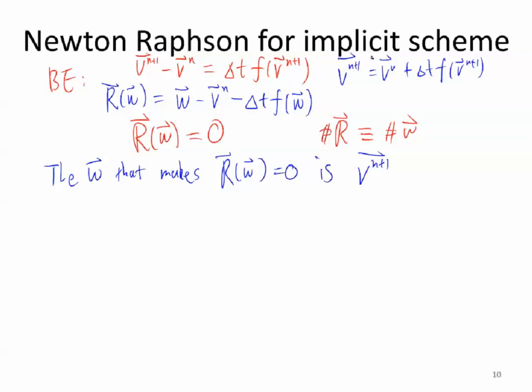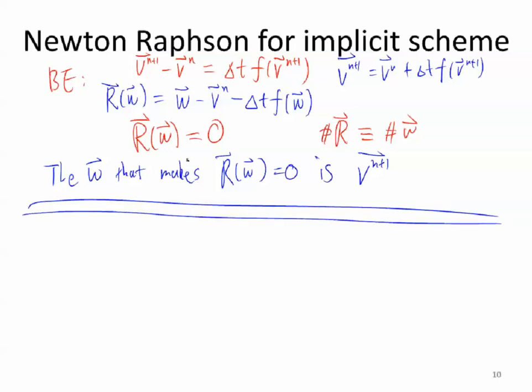So the problem of computing v n plus 1 is simplified, or abstracted, to the problem of finding the 0 of this nonlinear function. Now let's forget about our scheme and focus on finding just the 0 of that nonlinear function. To find the 0 of this function is very hard, because it's nonlinear and everything. It has sines and cosines, exponentials, garbage.